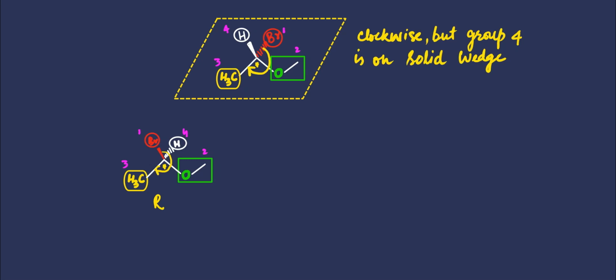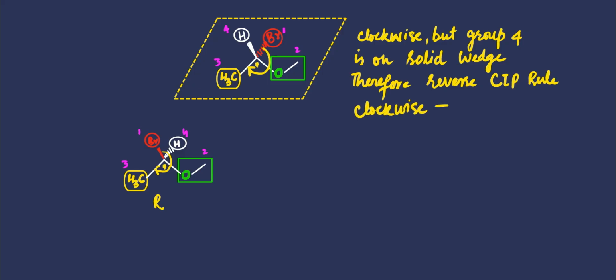or backside. Thus, if the least priority group 4 is on wedges, which means on front side towards the observer, then rather than looking at the molecule from backside, we can look at the molecule from front side and reverse the CIP rule. This means that, clockwise arrow now means absolute configuration of S. Thus, this molecule has absolute configuration of S.